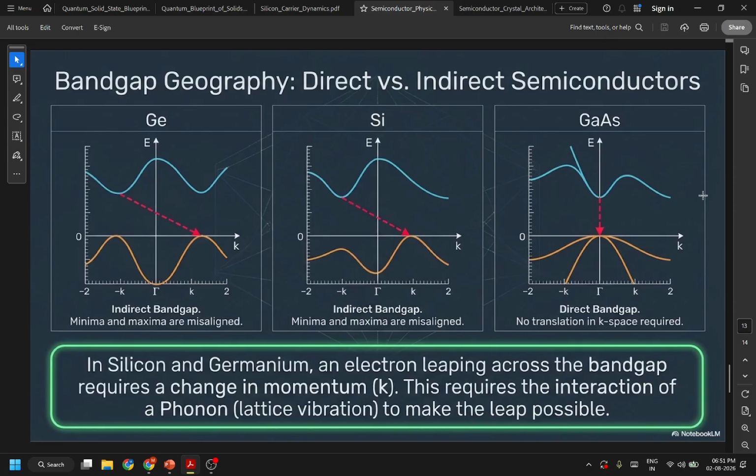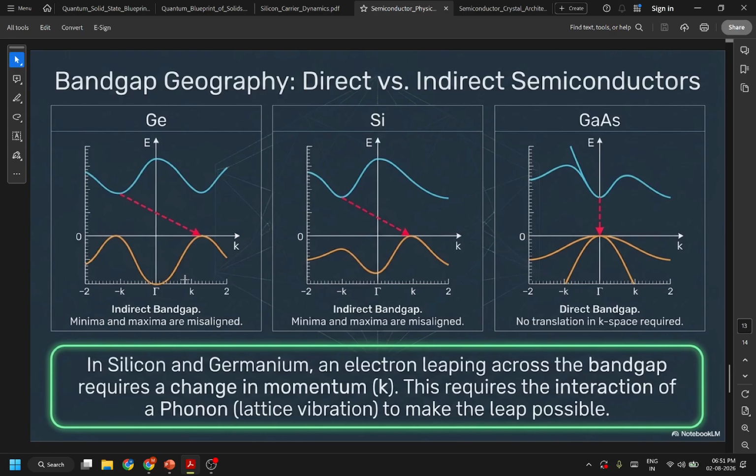Now we come to direct versus indirect semiconductors. In direct semiconductors, like gallium arsenide, the highest point of the valence band and the lowest point of the conduction band are at the same momentum point. So the transfer of an electron from valence band to conduction band, or conduction band to valence band, is very simple. They don't have to change the momentum. They just have to rise and drop in energy. So no translation in k space is required.